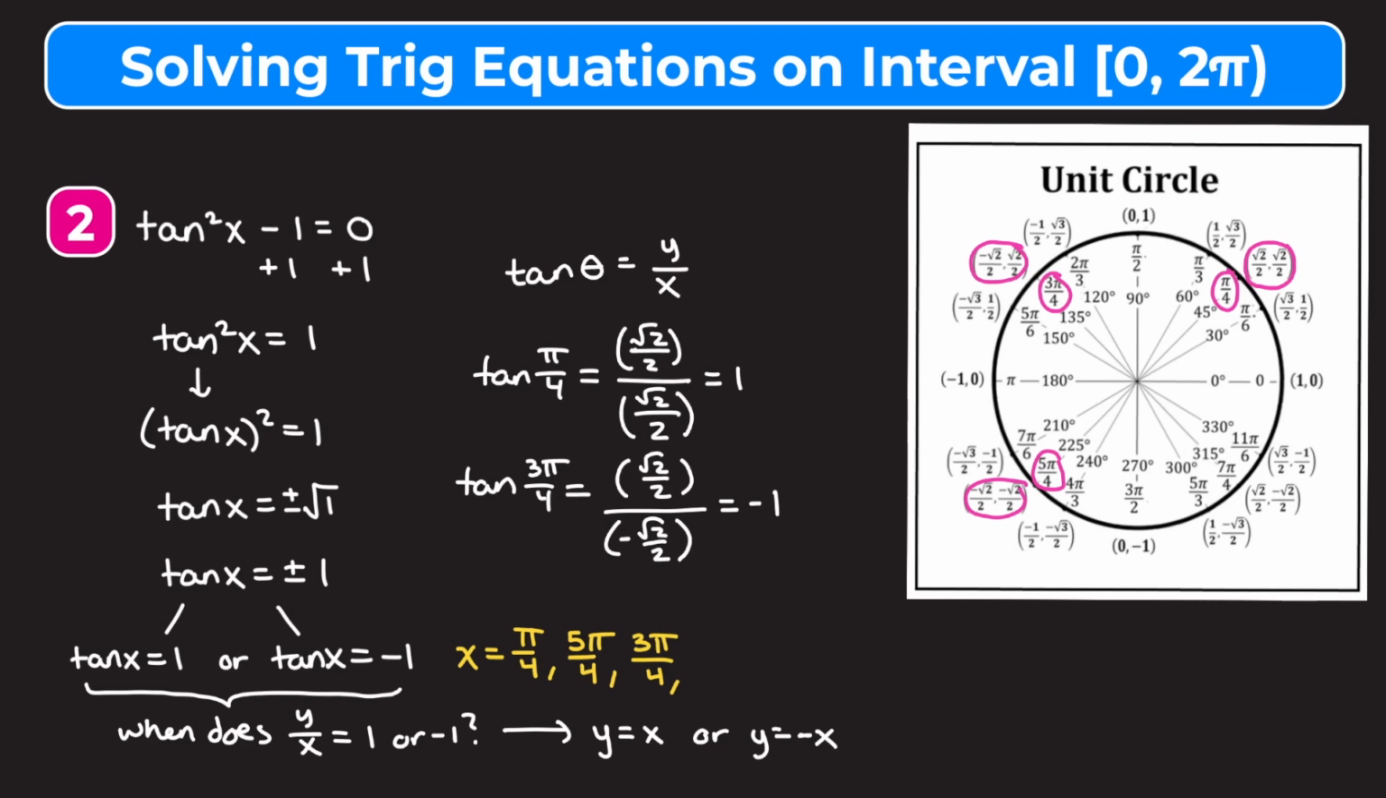Now we're going to have one more answer. If we go down here to 7 pi over 4, we have an x-coordinate of root 2 over 2 and a y-coordinate of negative root 2 over 2. So when we do y over x, we'll get negative 1. So we also get 7 pi over 4 as an answer. So we got 4 answers for this one. Let's keep going through some more examples.